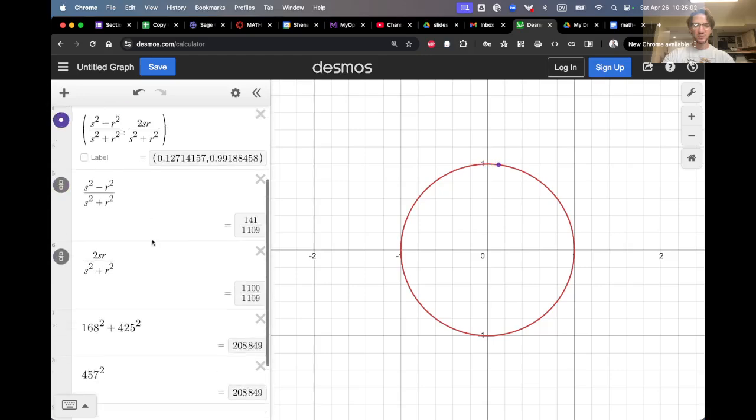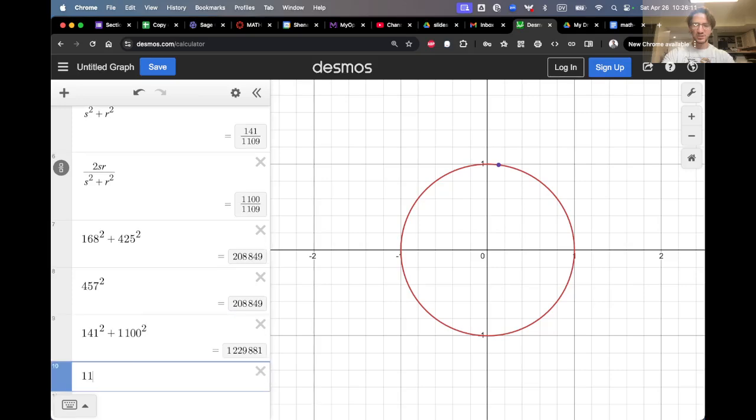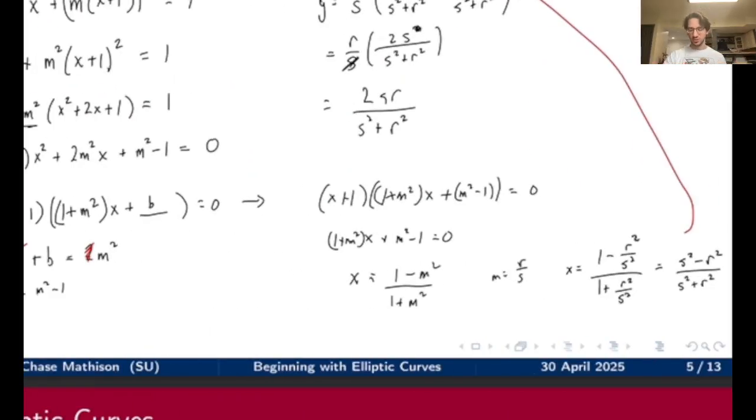And I can get another right triangle. Let's do a positive one. So, 141 squared plus 1,100 squared. Does that equal 1,109 squared? Why, yes, it does. I'm checking, but I really don't even have to because I know that's going to be the case. Okay, so this is how we find rational points on the unit circle.